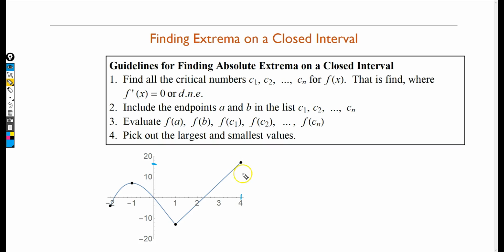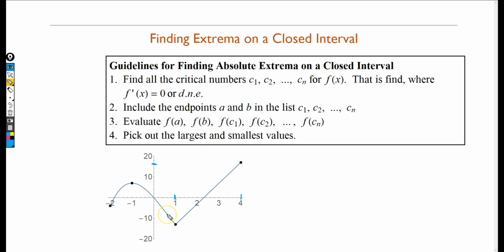Now notice the absolute maximum occurs at the endpoint, where x is equal to 4, the right-hand endpoint for this function. Also notice that the absolute minimum occurs when x is equal to 1, and that is where the derivative does not exist for this function. Notice that that point right there is a cusp in the graph of the function. So that means that the derivative is not going to exist. So what we have here is the absolute maximum occurring at an endpoint, and the absolute minimum occurring where the derivative does not exist.